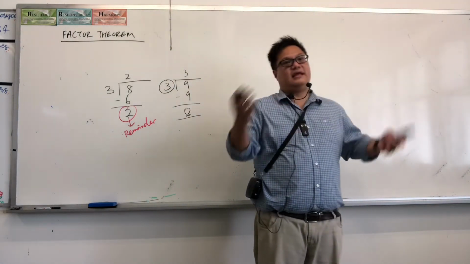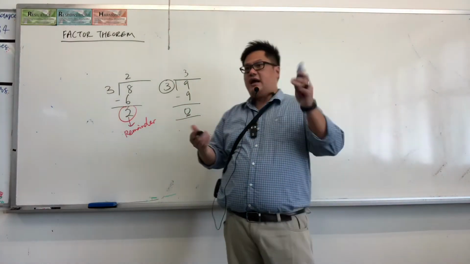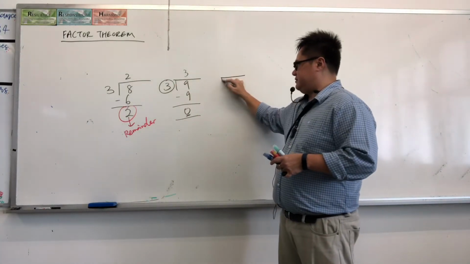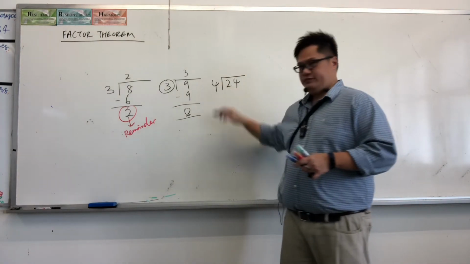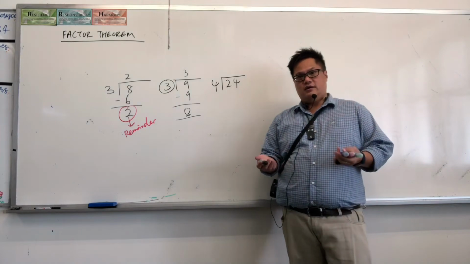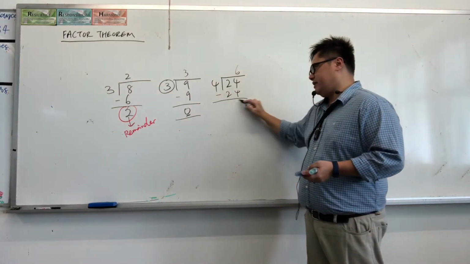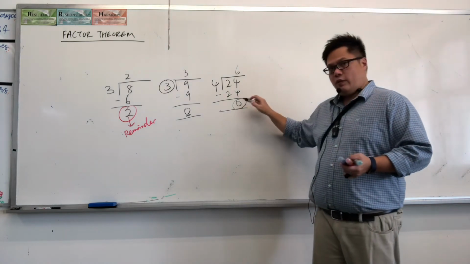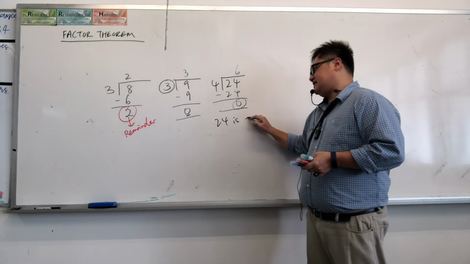I give you another example. Maybe this one is not very clear because there's 3 here, you're confused. Let's say 24 divided by 4. Okay? So we know the quotient is 6, right? What is the remainder? Remainder is 0.